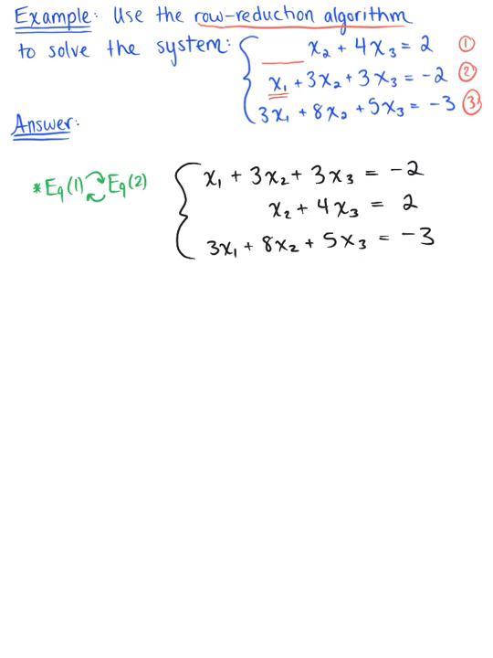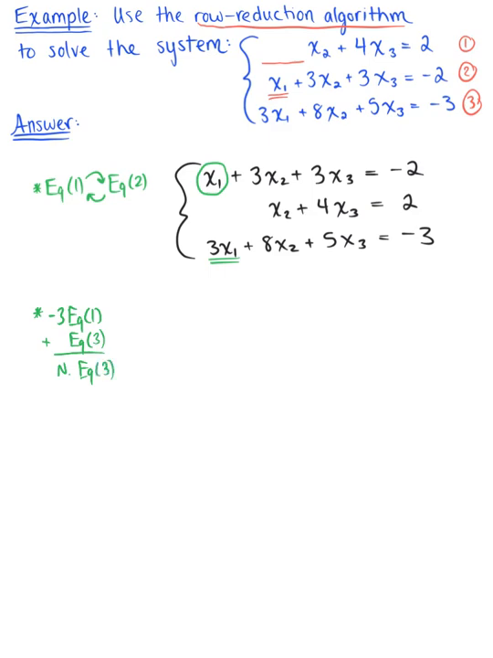Alrighty, so now we are ready to take the x sub 1 of equation 1 and use it to eliminate the x sub 1 below it. So we think to ourselves, what do we need to do to equation 1 to eliminate the x sub 1 in equation 3? Well, if we take minus 3 times equation 1 and then add this to equation 3, we're going to end up with the new equation 3.